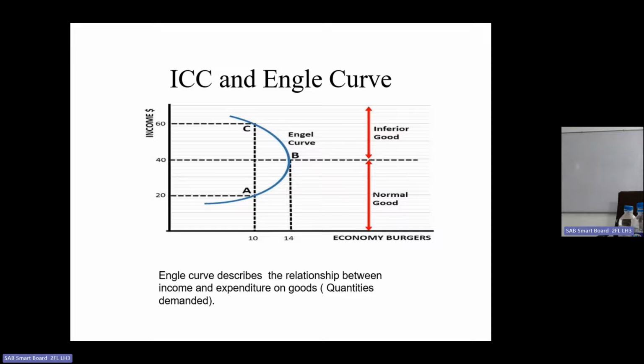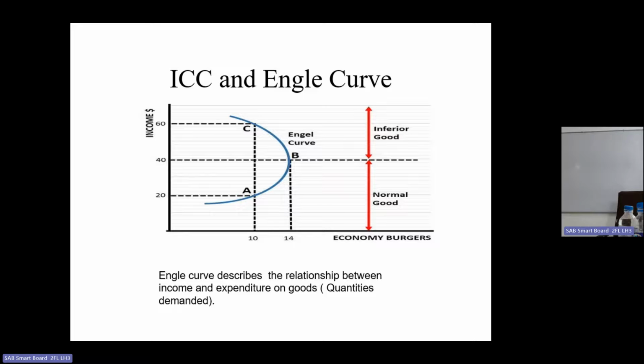So in the Engel curve, here we see the positive relationship, negative relationship, right? Normally, when the income level increases, demand for burger increases, like quantity demanded increases, in the case of a normal good, right? Then it becomes negative, right? So in the case of the income, prices, right? Move from B to C, so there is an increase.